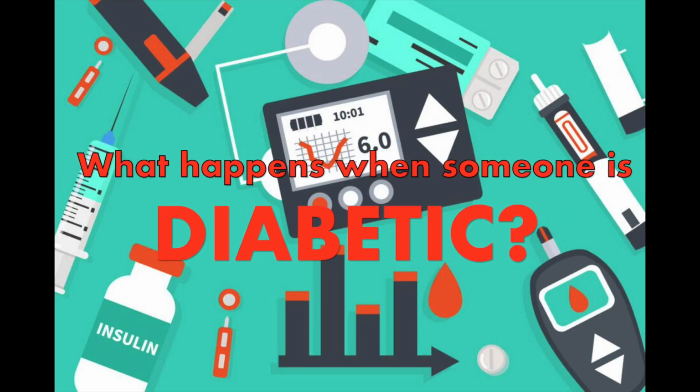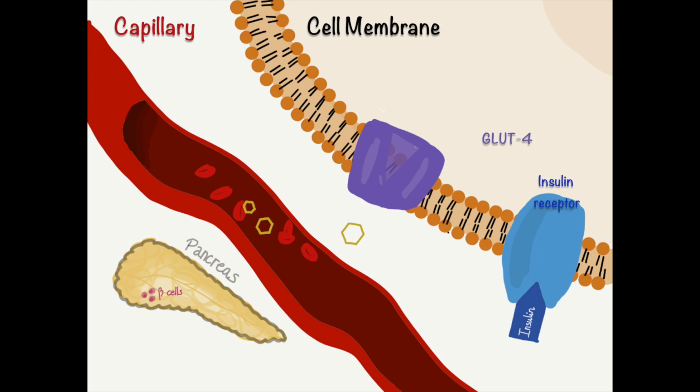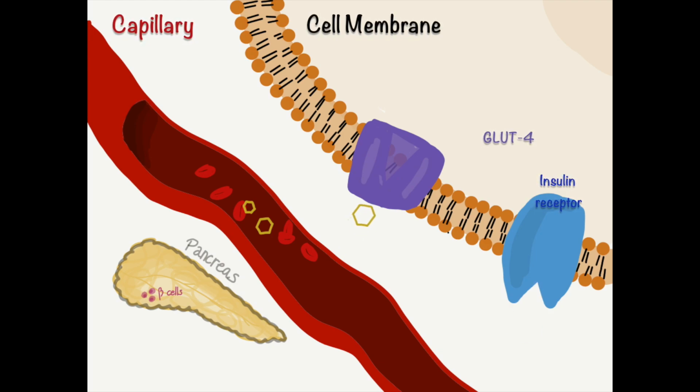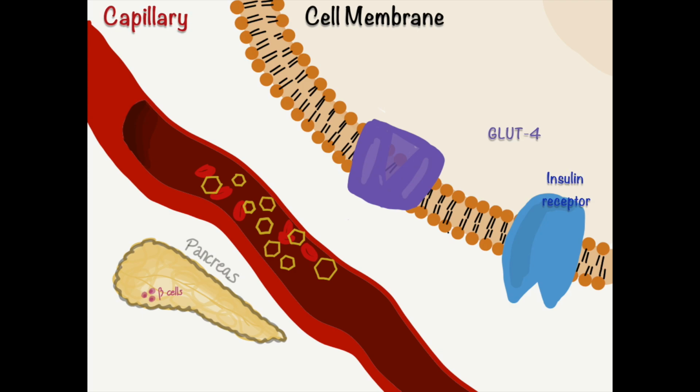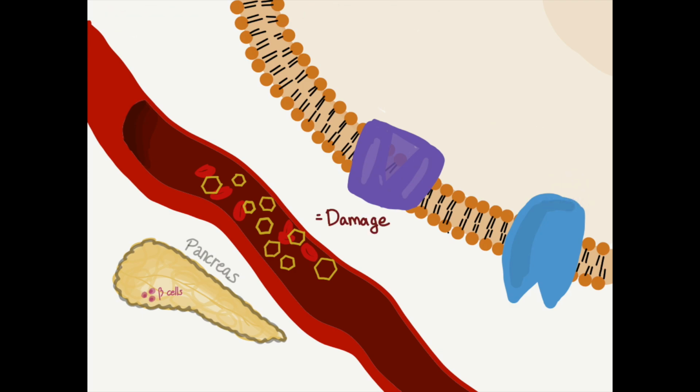So, what happens when someone is diabetic? Diabetic people do not produce insulin. Therefore, when they consume sugar, it cannot enter the cell, as the hormone is not present to open the channels. This increases the concentration of glucose in blood, which causes damage in blood vessels, nerves, and organs. In addition to that, the absence of glucose lowers the production of ATP.